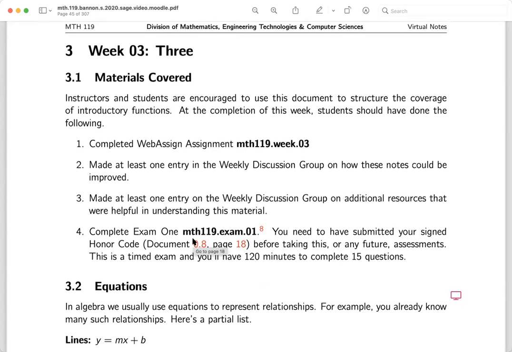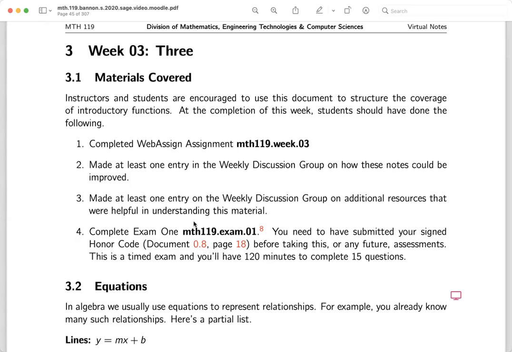It's timed though, right? It's timed. What does timed mean? When you open that exam up, the clock starts ticking. You're on the honor system now. What does the honor system mean? You need to tell me that you're willing to be on an honor system. What does that mean? That you're going to be honest.